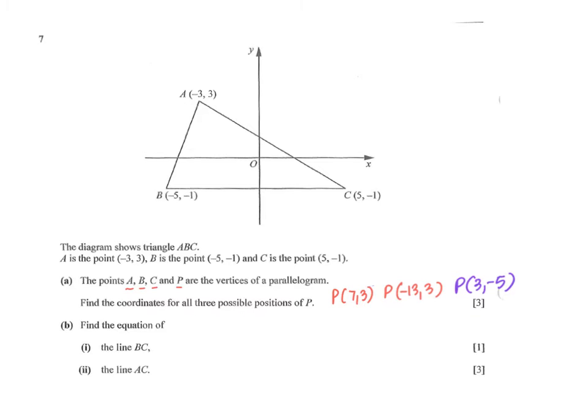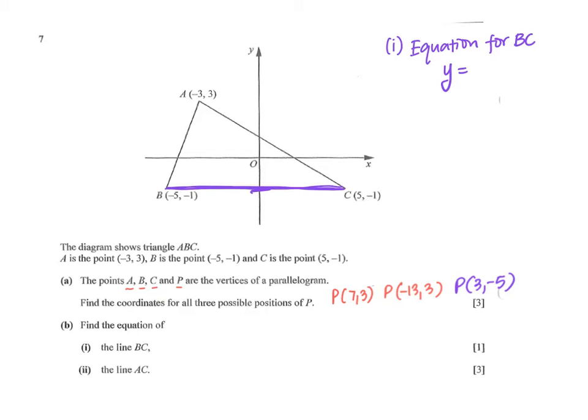But let's take a look at the line BC. BC is a horizontal line, so it's not a slanted line. In this case, we do not use the equation y equals to mx plus c. So if this is a horizontal line, it cuts which axis? It cuts the y-axis. That means in this case, the equation for the line BC starts with, it cuts the y-axis, that means it will be y equals to something.